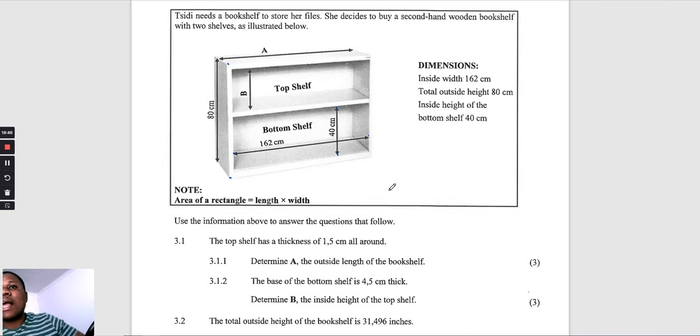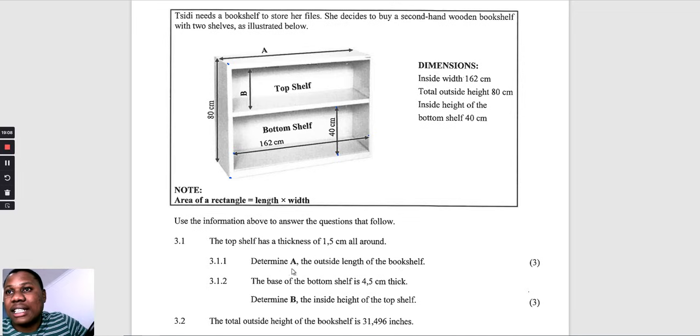Then 3.1, they are saying the top shelf has a thickness, meaning that the wood has a thickness of 1,5 centimeters all round, of the top shelf only.